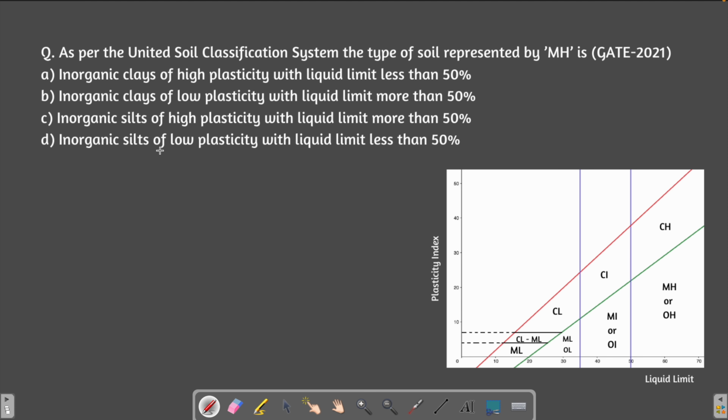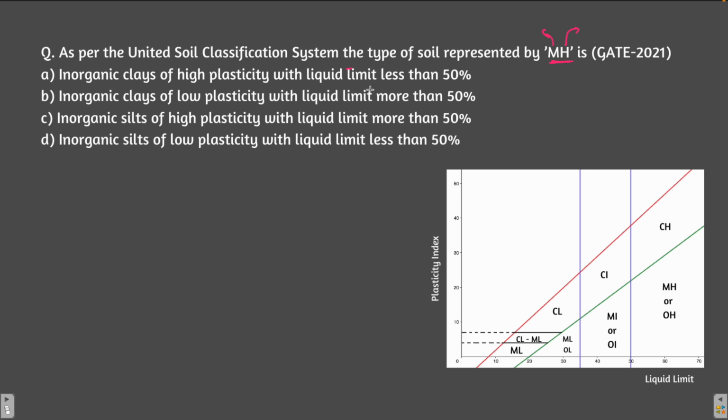Now let's move on to a few rapid fire questions which were asked for 1 mark. So here goes our question. As per the Unified Soil Classification System, that is Indian Soil Classification System, the type of soil represented by MH is, what is MH? So this is silt and this is high compressibility silt.